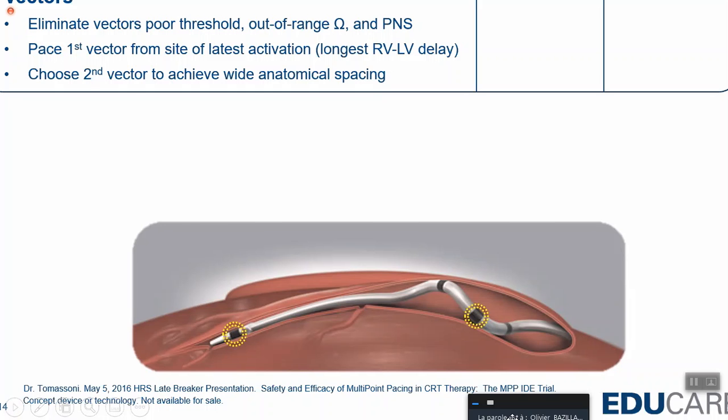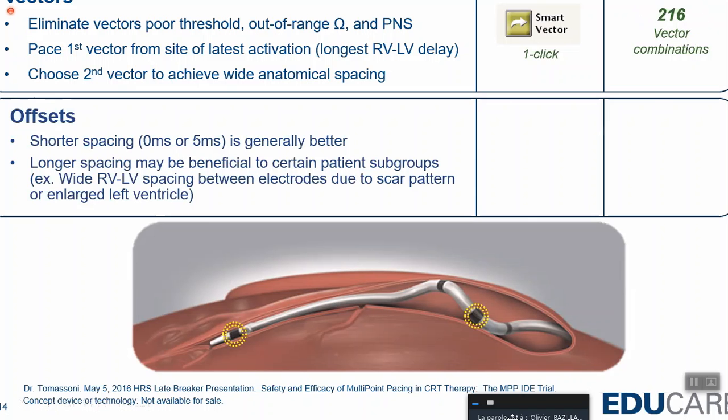More guidance. So of course, Smart Vector: one click to choose the vector. But then, up to multi-site pacing, you have up to 216 vector combinations. So definitely some help is needed, some automaticity is needed. And the system will also be able to suggest the offset between the two pacing pulses.